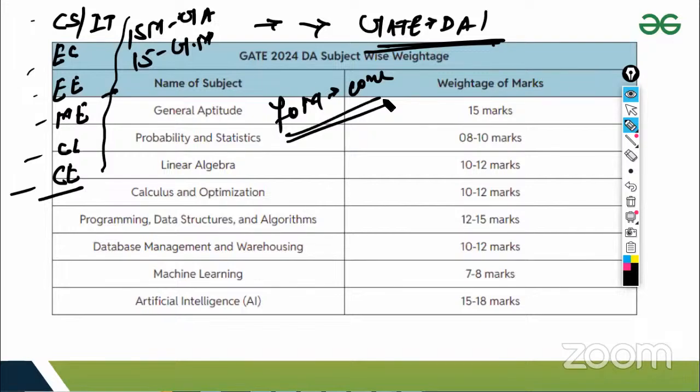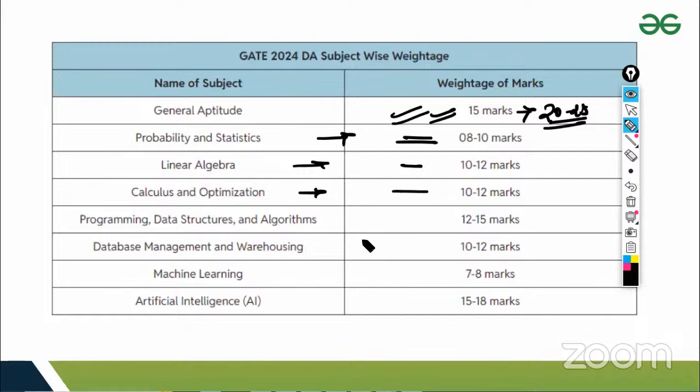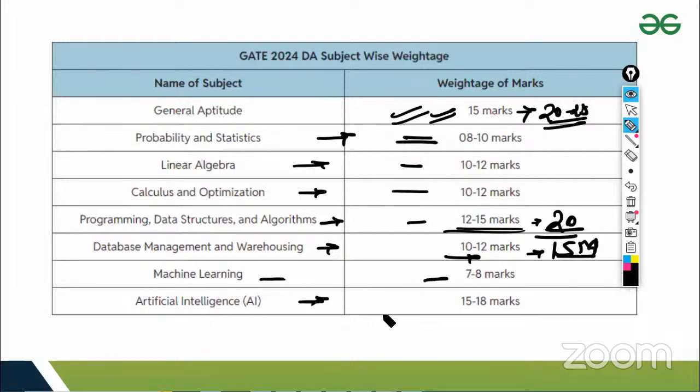But in the case of GATE data science, it doesn't work like this. General aptitude is 15 marks, but it can go up to 20 to 25 marks too. It doesn't stop only there. Probability and statistics is 8 to 10 marks, linear algebra 10 to 12 marks, calculus and optimization 10 to 12 marks. Programming, data structures and algorithms is 12 to 15 marks, but this can go up to 20. DBMS and warehousing is 10 to 12 marks, but 15 marks at max. Machine learning is 7 to 8 marks, and artificial intelligence is 15 to 18 marks. This is a variable thing.